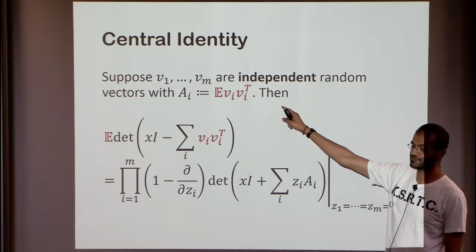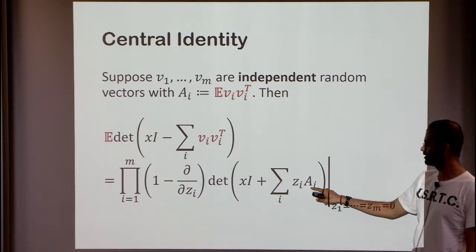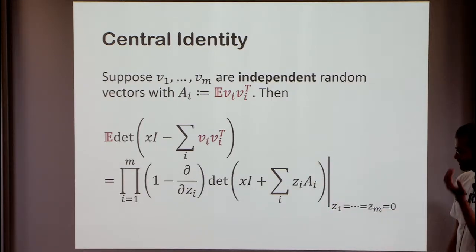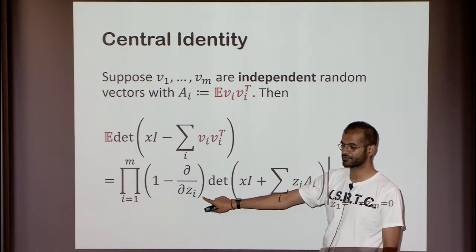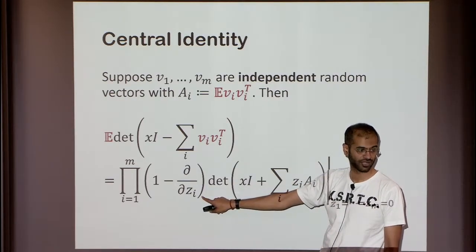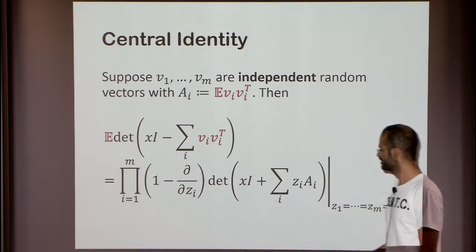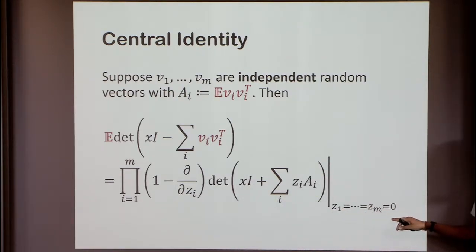For every random vector i, I now have a variable zi. The sum of ziAi, where the Ai are the covariance matrices, which are expectations of ViVi transpose. I look at this multivariate characteristic polynomial. Then for each i, I apply this differential operator, which subtracts off the partial derivative with respect to zi. I have m of these, so I apply these m differential operators. This gives me some m plus 1 variate polynomial. Then I set all the extra variables to 0. That gives me a univariate polynomial. The identity says that this is equal to the expected characteristic polynomial of the sum of independent random rank 1 matrices. Okay.